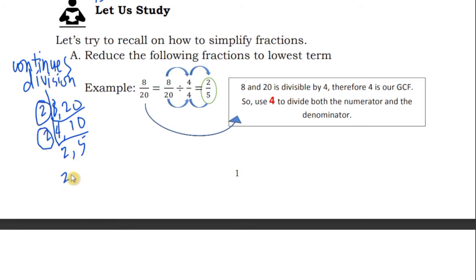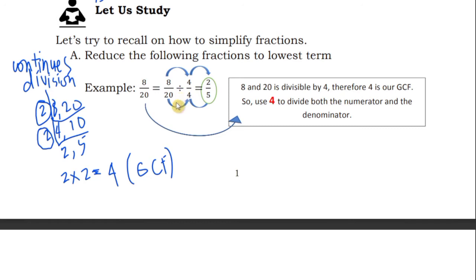Then multiply the two numbers. So we have 2 times 2, and that is 4. That is why 8 and 20 are divisible by 4. Therefore, the GCF is 4. This is the GCF of both numbers, I mean the numerator and the denominator.